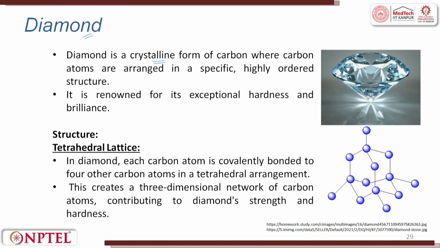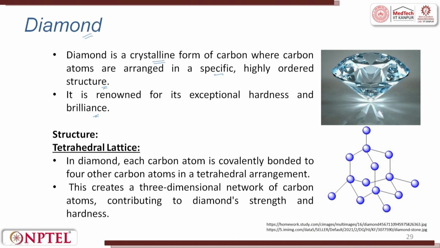Diamond. Diamond is a crystalline form of carbon. We saw polycrystalline, we saw amorphous, now we are seeing crystalline. Diamond is a crystalline form of carbon where carbon atoms are arranged in a specific highly ordered structure. Because of that, it has a very high value, very high thermal conductivity and it also has thermal stability. It is renowned for its exceptional hardness and brilliance.